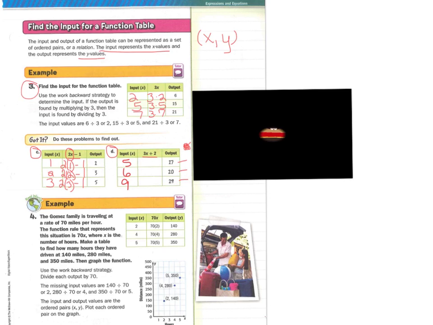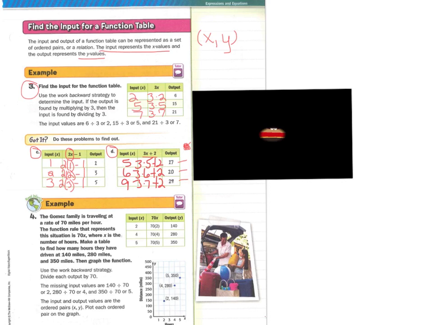Okay, the way he got those answers is he thought to himself, what plus 2 is 17? Well, that's 15. So 3 times 5 is 15 plus 2. For 20, something plus 2 is 20. Well, 18 plus 2 is 20, so this has to be 3 times 6. What plus 2 is 29? Well, 27 plus 2 is 29, so this is 3 times 7. That's how we got those answers.